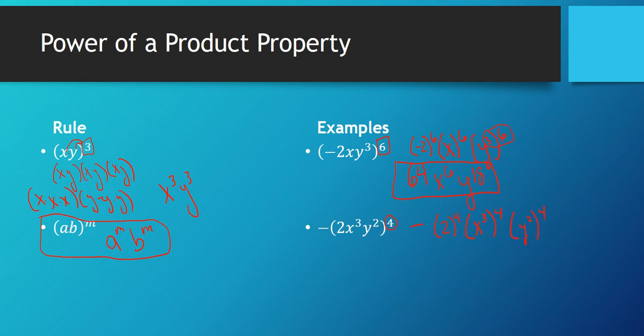So I do 2 to the 4th power, and I get 16. That negative sign is still out front. X has 2 exponents, 3 and 4, so I need to multiply those together and get 12. And y also has 2 exponents of 2 and 4, so multiply those together and get 8.